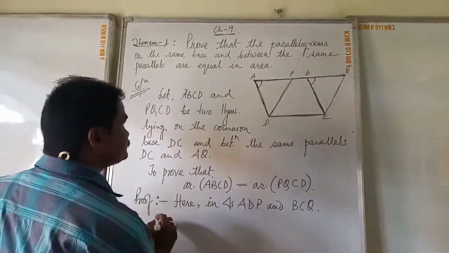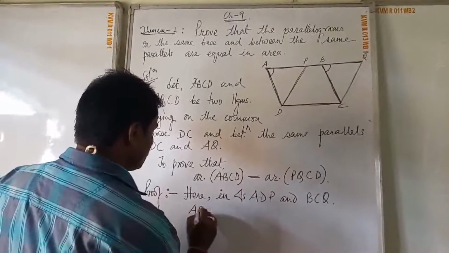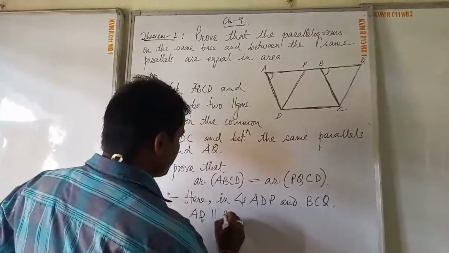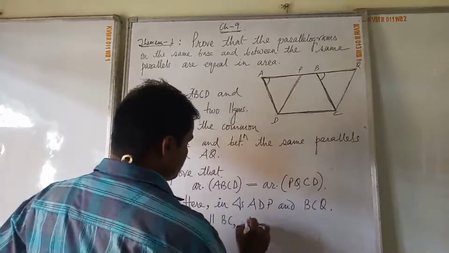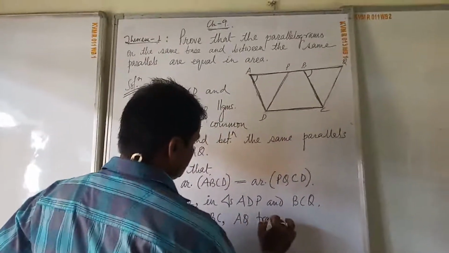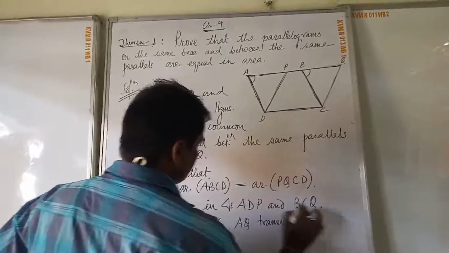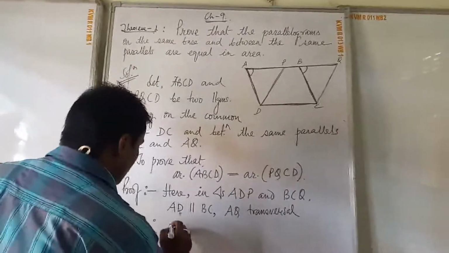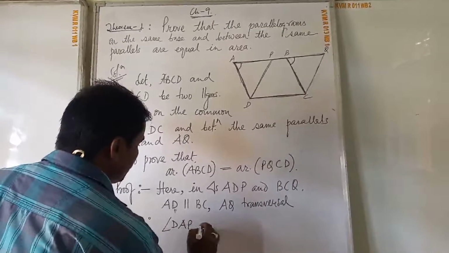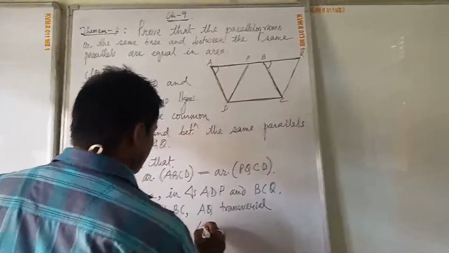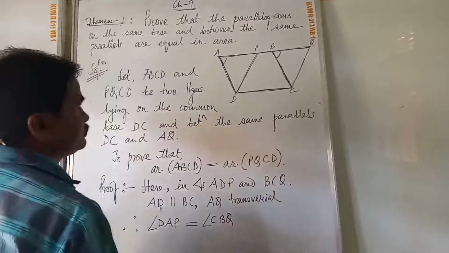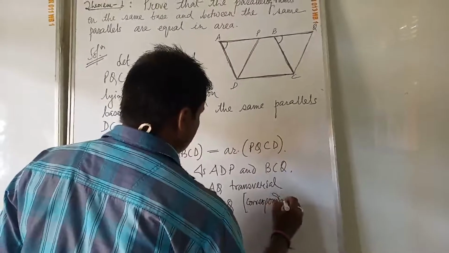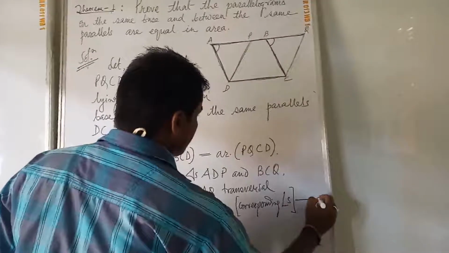So you can say AD parallel BC, AP is the transversal, therefore angle DAP equal to angle CBQ, corresponding angles. Let it be number 1.